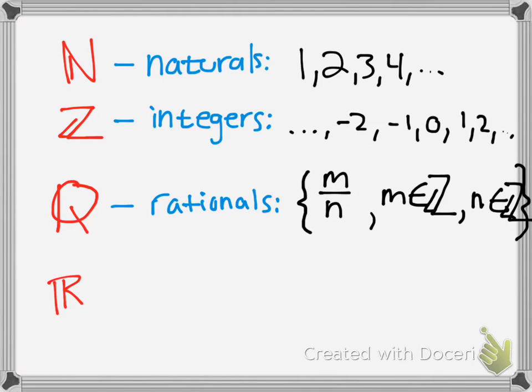So that's rationals. And lastly, we have real numbers, which is essentially limited, or like limited, I guess, rational numbers.